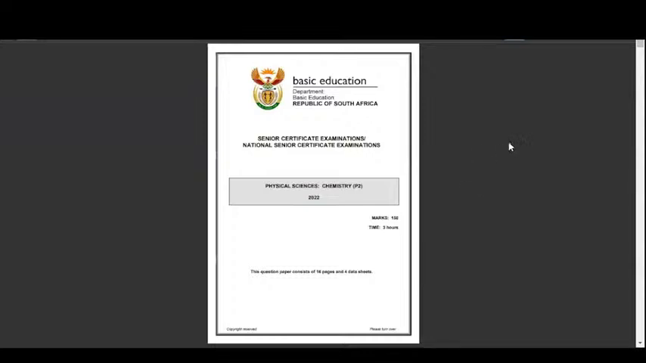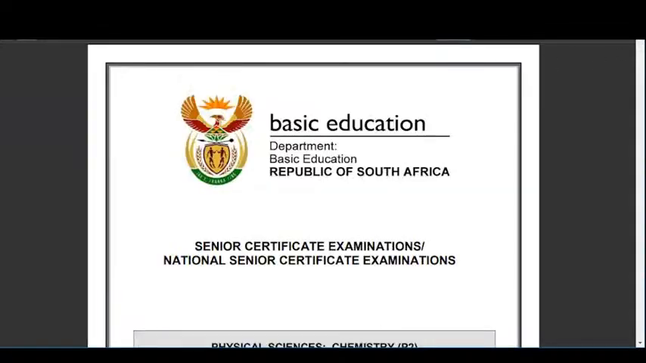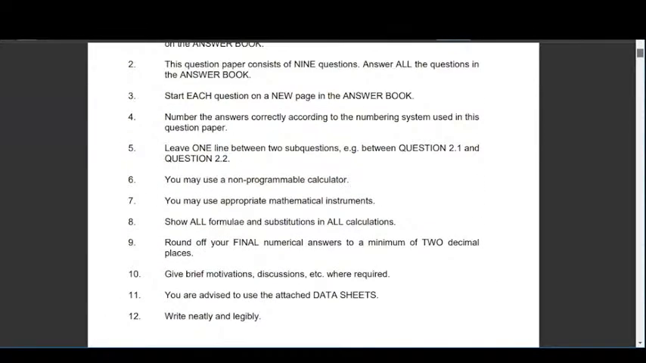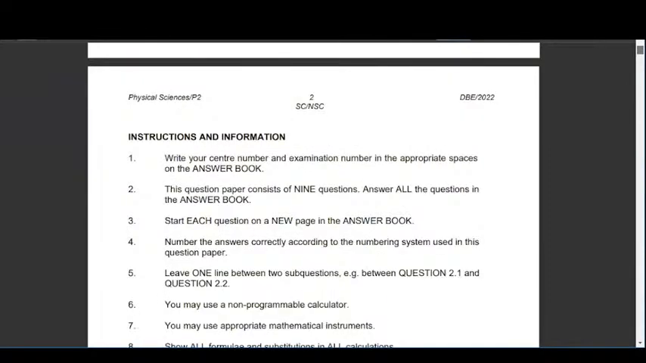So today we are going to be discussing the paper, which is Physical Science Chemistry Paper 2, 2022. So let's start with the objectives. I'm not going to go through the instructions.